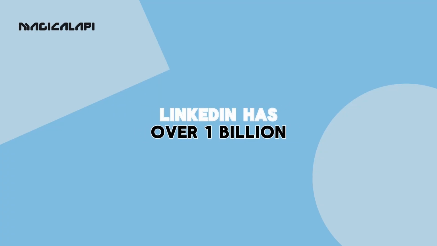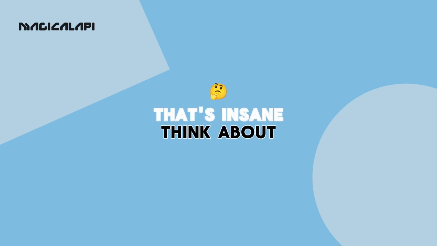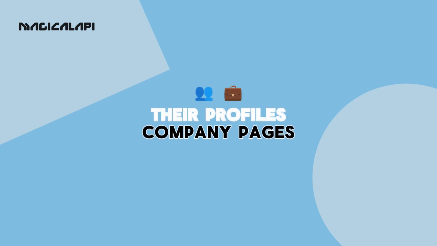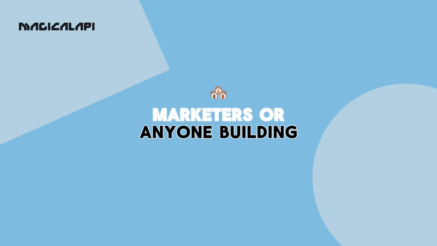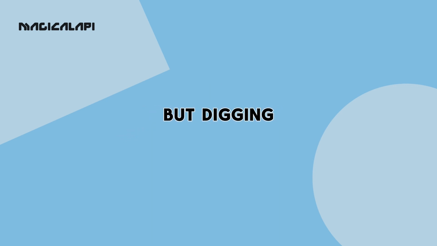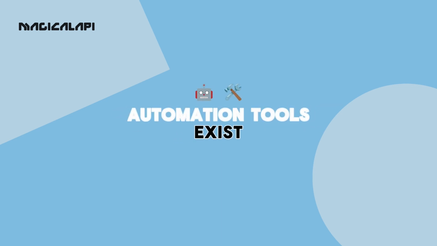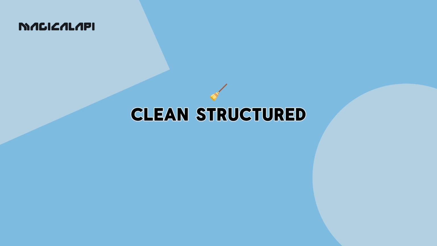LinkedIn has over 1 billion users now. That's insane. Think about all the info there: profiles, company pages, job listings. For recruiters, marketers, or anyone building B2B lists, it's basically a goldmine, but digging through it manually, total nightmare. That's why APIs and automation tools exist. They help you grab that data in a clean, structured way.